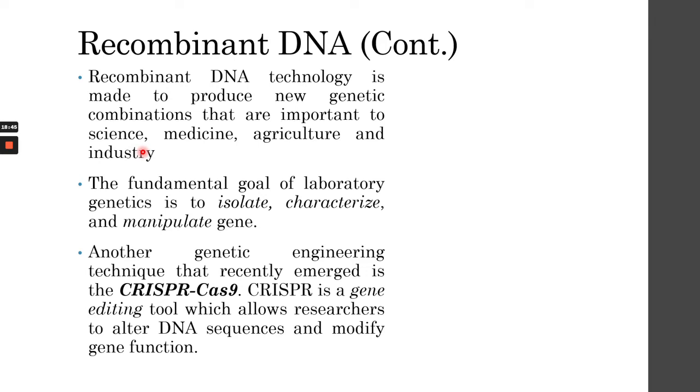Another very recent development of genetic engineering is what we call CRISPR-Cas9. CRISPR-Cas9 is a very sophisticated gene editing tool. What it does is allow researchers to alter DNA sequences and modify gene function. What we mean by that is if we have a DNA, we can isolate a specific part of that DNA, especially if that DNA, let's say, is a disease causing DNA.